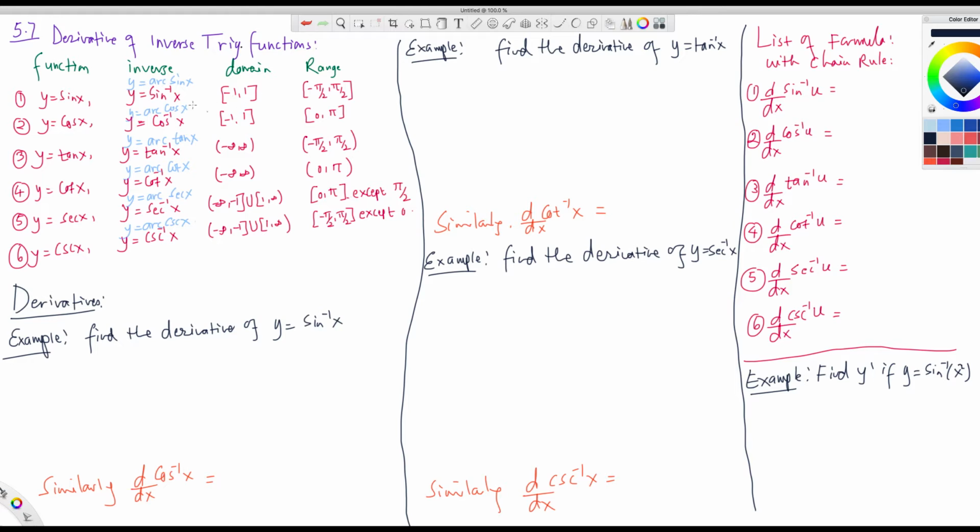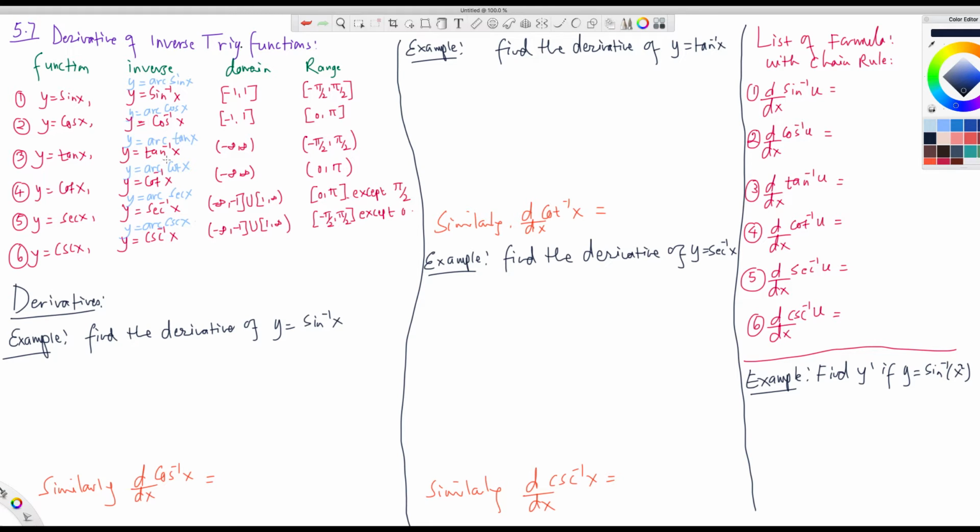So the domain, the values of x, is -1 through 1 for sine inverse x, and the range, the value of y, is -π/2 to +π/2, including those. Similarly, for cosine, the inverse is cosine inverse, the domain is -1 through 1, and the value of y will be 0 through pi, including the boundaries.